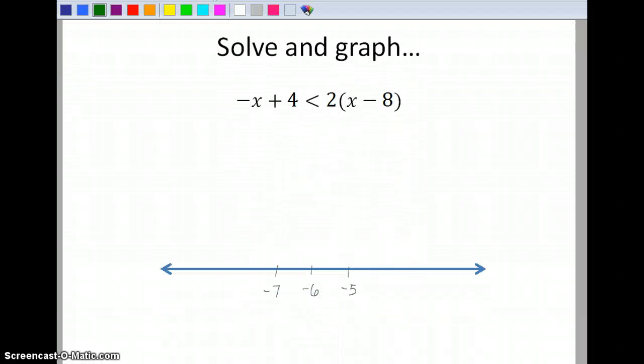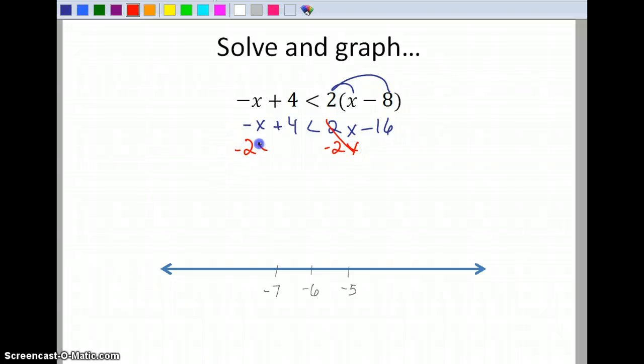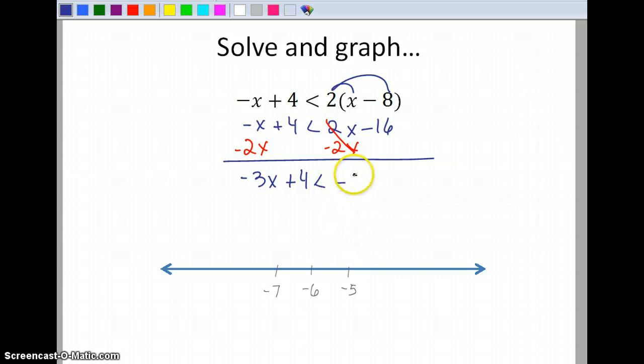Last one. x + 4 < 2(x - 8). The first thing I have to do is distribute. This problem's going to work just like every other. x + 4 < 2x - 16. Let's see, I'm going to subtract 2x from both sides because I just want to go ahead and get my variables over there. So now I have -x + 4... actually -3x + 4 < -16.